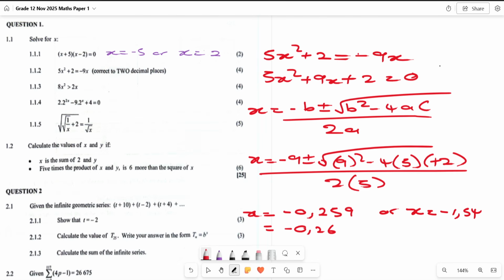So just for those that won't see this step, the x values that we have here: x is equal to minus 0.26, and also x is equal to minus 1.54. Of course, over here you can just proceed with the question. You don't have to check the x values, or you can just check in case you are not confident with your answer. You can do so.